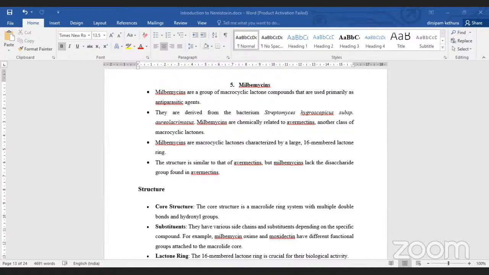What are voltage gated channels? These are the channels that open or close in response to the electrical potential present on the cell membrane. Yesterday also we discussed the importance of the nicotinic acetylcholine receptor, which comes under ligand-gated channels. These channels also open and close in response to the binding of a specific chemical ligand.